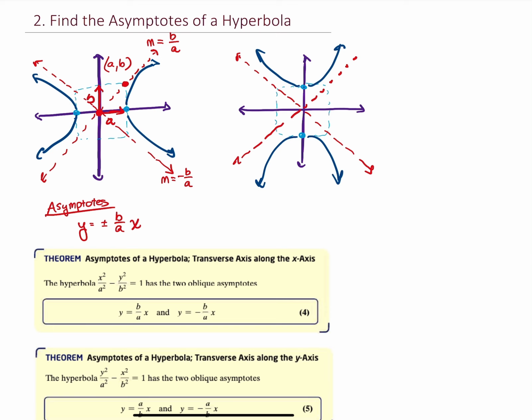And then in our second case, we're just flipping what we're calling A and B. In this case, the distance is vertical to the vertex point, so that is our A. And then the horizontal distance will be B. So if I'm imagining a point here, this would be B comma A. So the slope of this line would be A over B. And the slope of the other line would be negative A over B. So in this case, for a vertically oriented hyperbola, I could say y will equal plus or minus A over B times x.